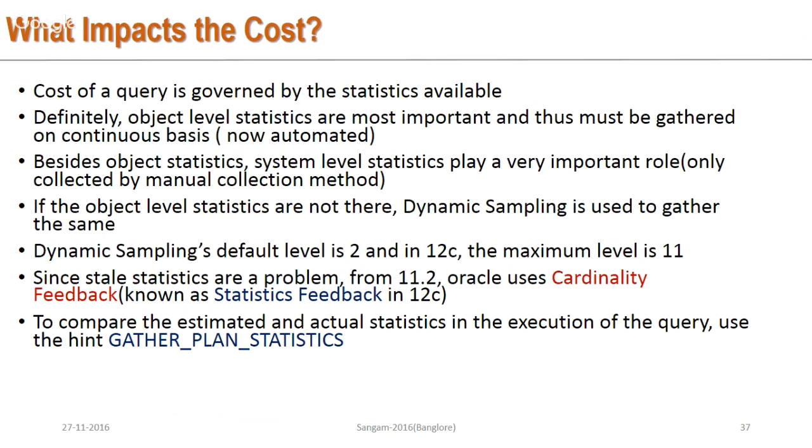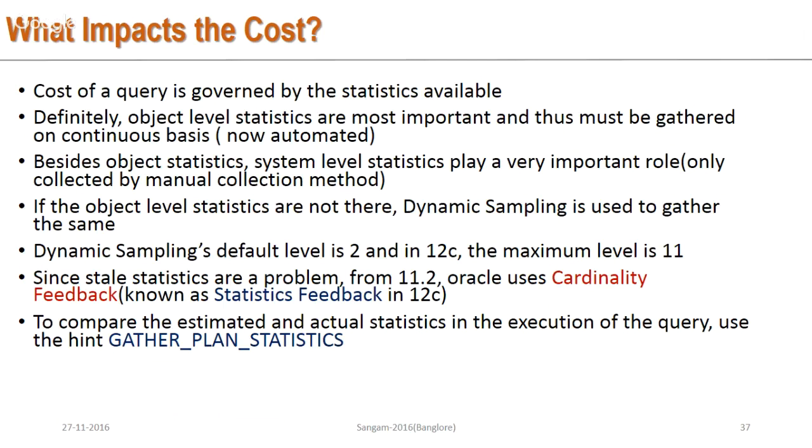Another way to compare this is the hint called gather plan statistics. The gather plan statistics hint is used in order to find out the variation between the runtime stats and the stored statistics. It's a very useful hint to figure out exactly what the difference is between the runtime stats and the stored stats.